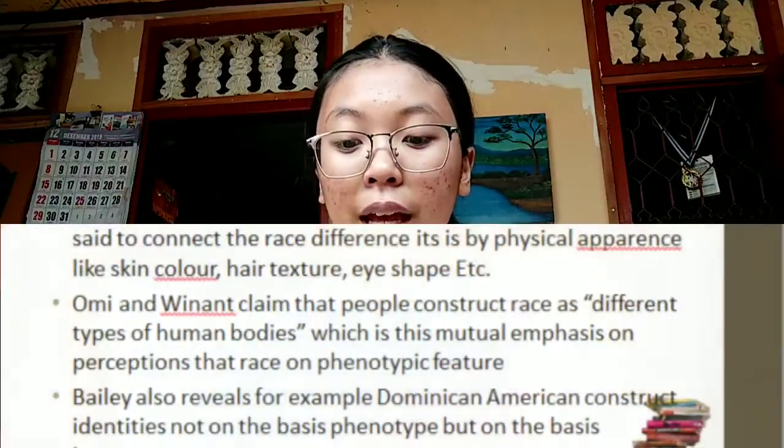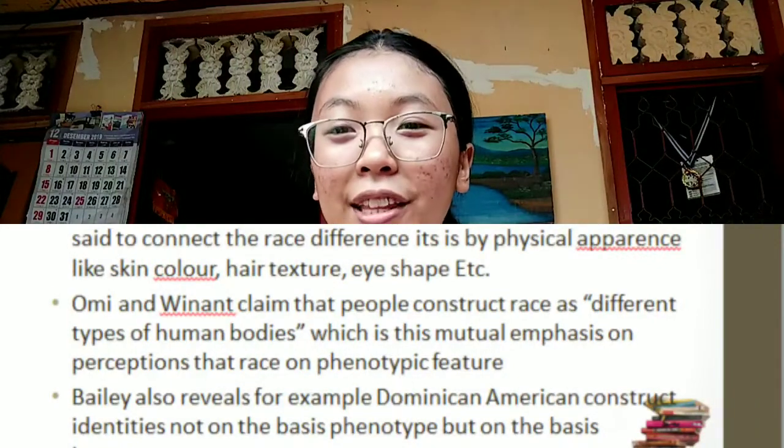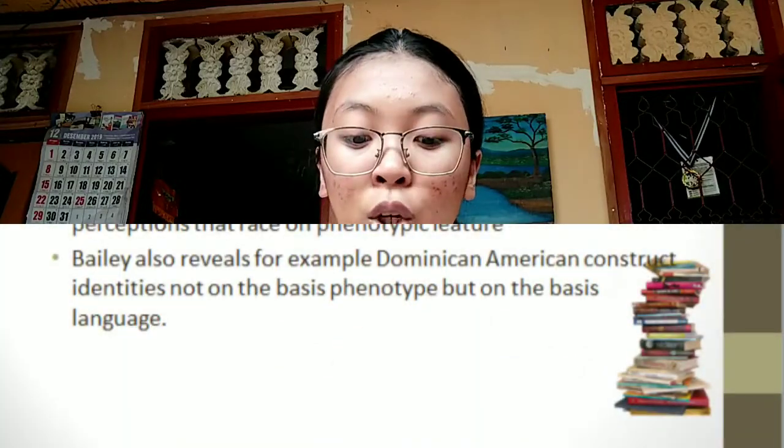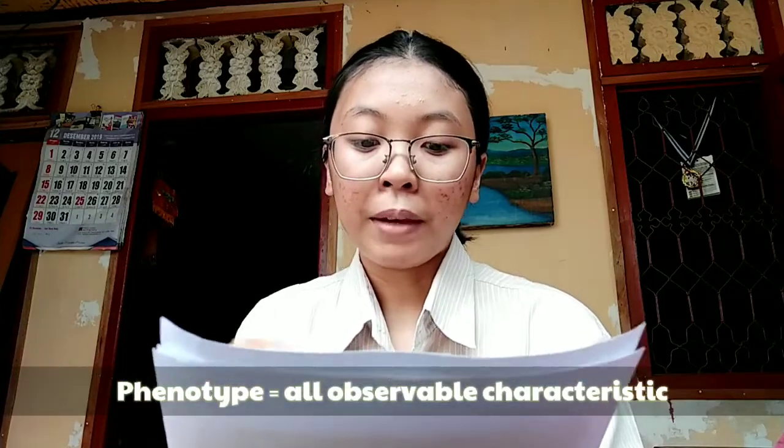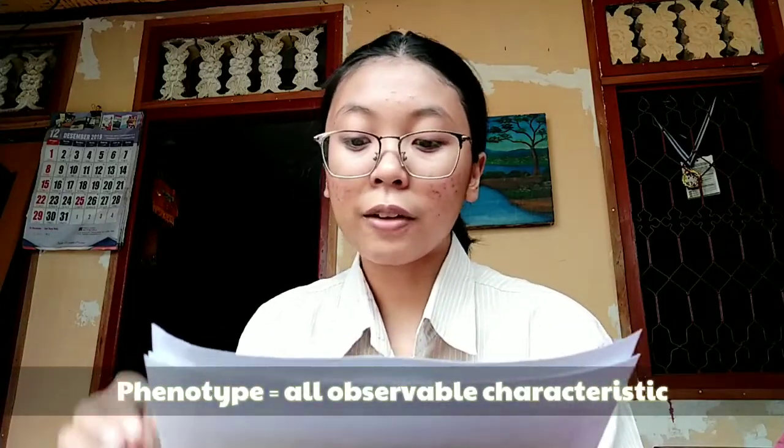Omi and Winant claim that people construct race as different types of human bodies, with a mutual emphasis on perception that rests on phenotype features. Bailey also revealed, for example, that Dominican Americans construct identities not on the basis of phenotype but on the basis of language. Phenotype itself means all observable characteristics of an organism that result from the interaction of its genotype.